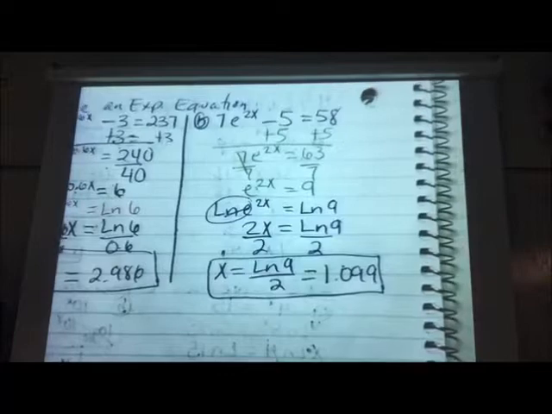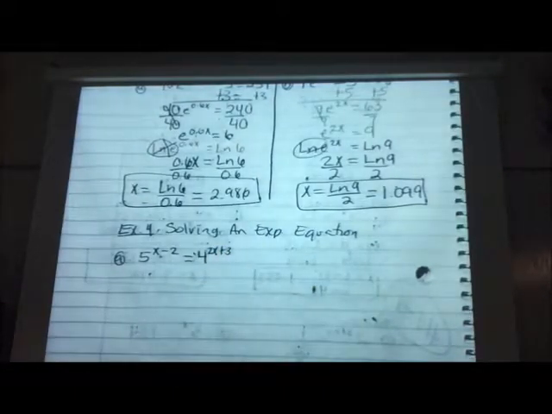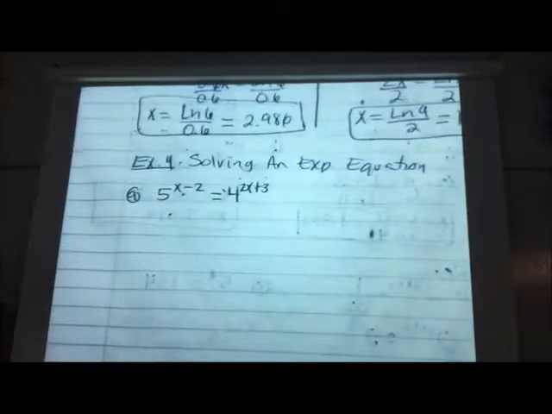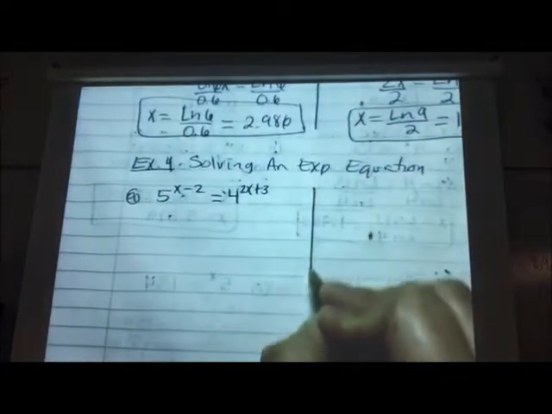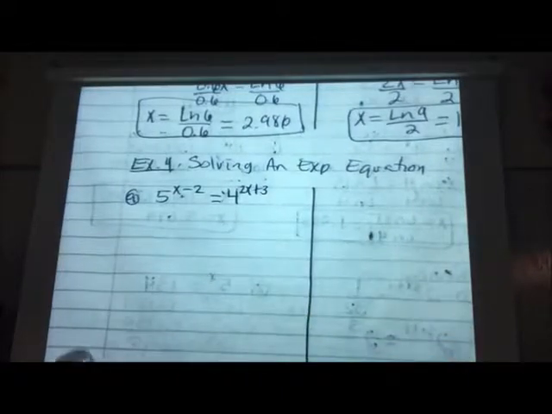Questions? Are we okay? Yes? All right. Example number 4. These are the ones that are kind of long. Solving an exponential equation. Okay. 2x plus 3. 2x plus 3. So I might have to draw a little line. If not, I will start writing really big.